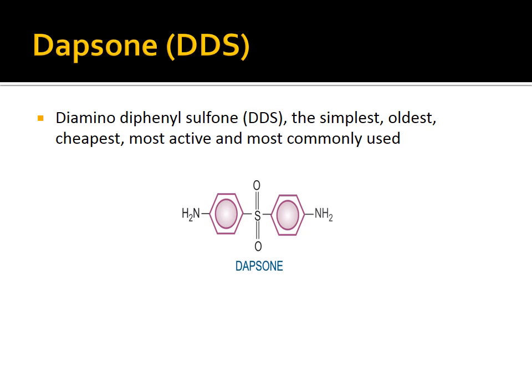Now we'll see the first drug, that is Dapsone. So Dapsone is DDS, meaning diamino diphenyl sulfone. You can see there are two benzene rings, and there are two amino groups as per the chemical structure, and they are bonded by SO2. So this is the simplest, oldest, cheapest, most active, and most commonly used anti-leprotic drug.